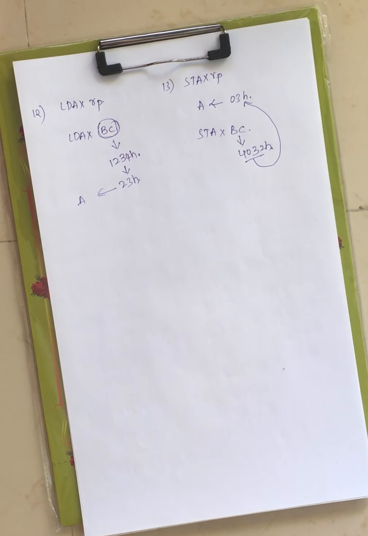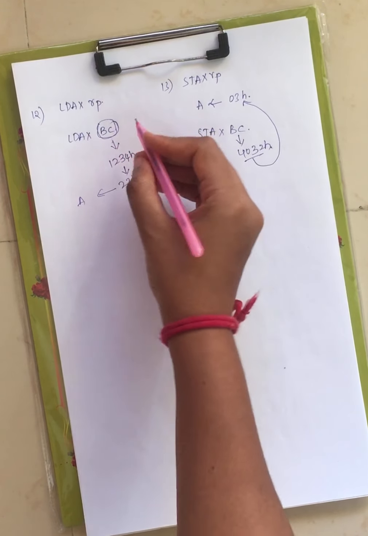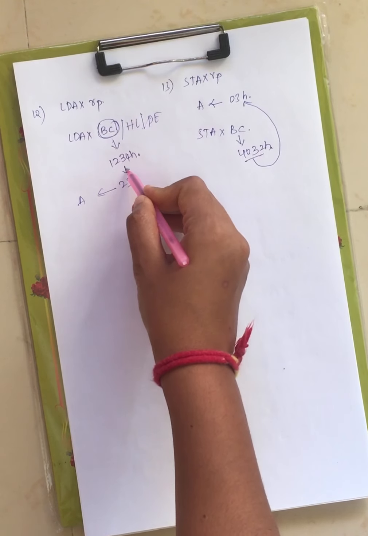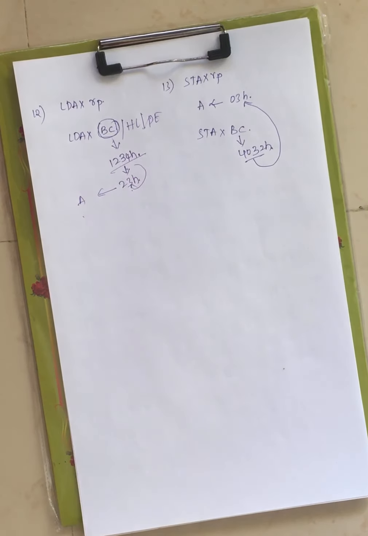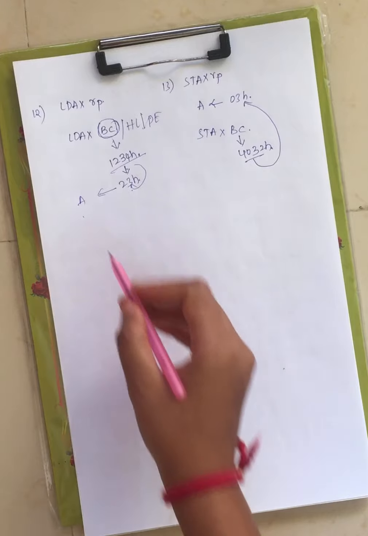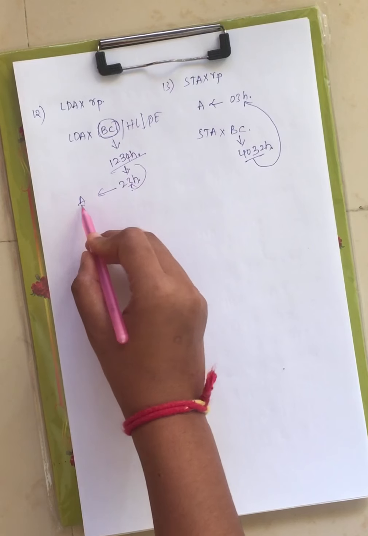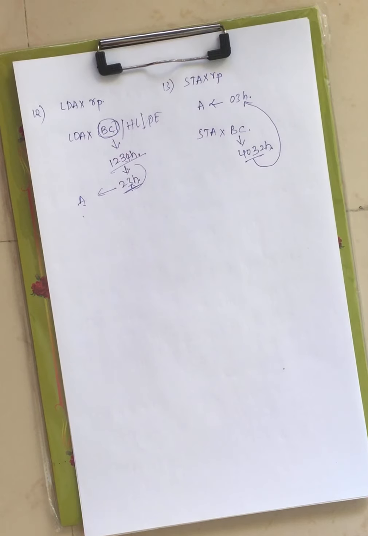And coming to the 12th instruction, we have LDAX RP, load accumulator indirect, right? I have given an example, LDAX BC, register pair. You can use BC or HL or D. Now this register pair will point to some memory location. That memory location will store some data. That data is moved to the accumulator, right? The accumulator is loaded with the contents of the memory location that is pointed to by the register pair.